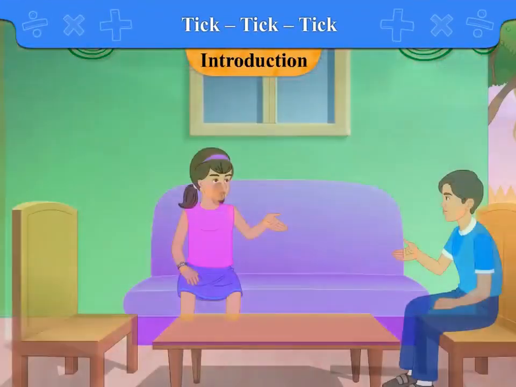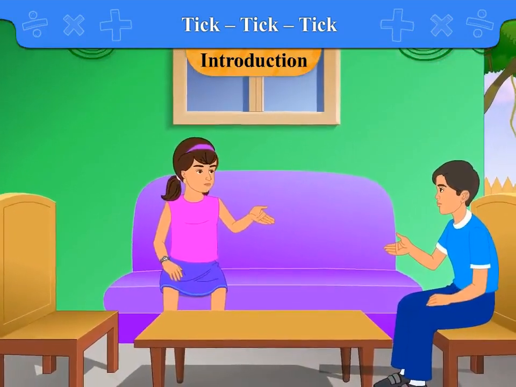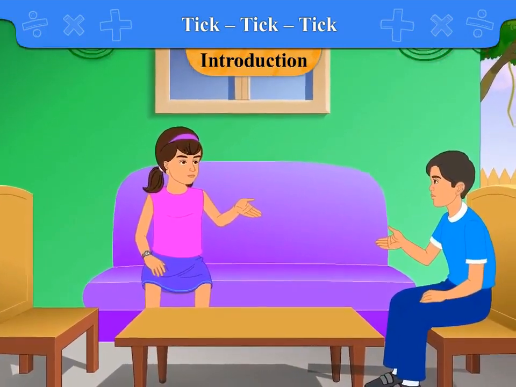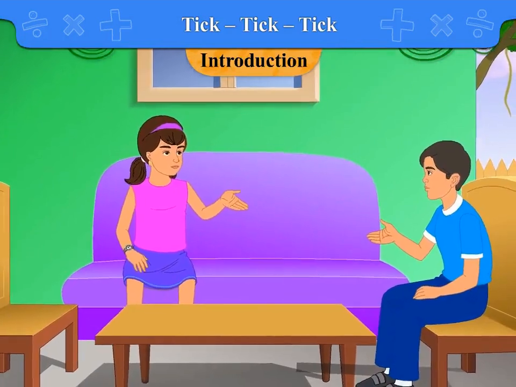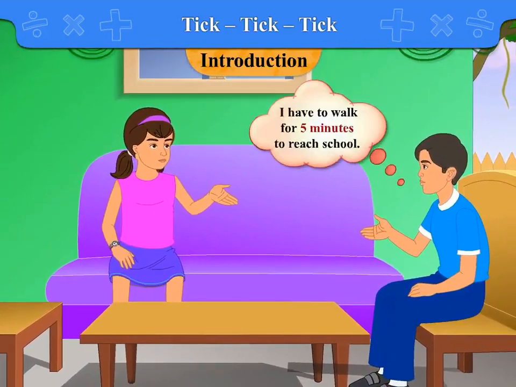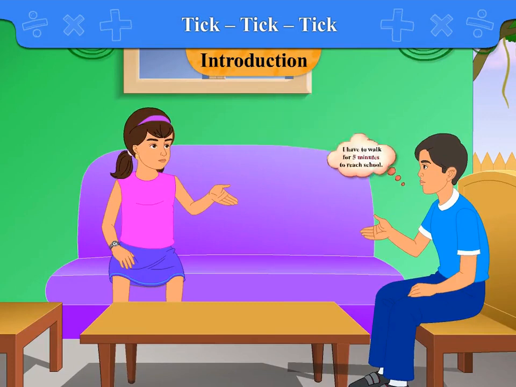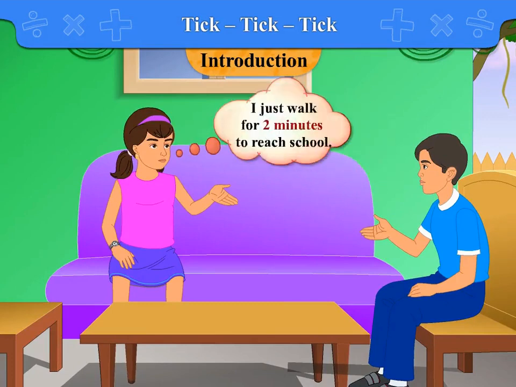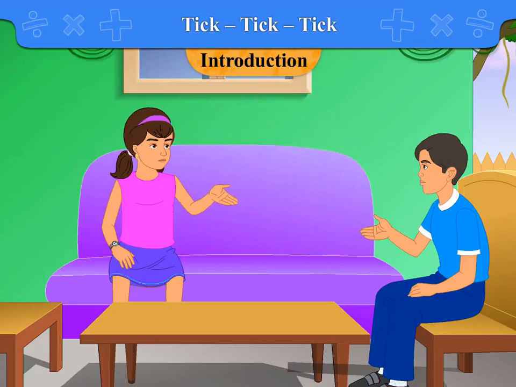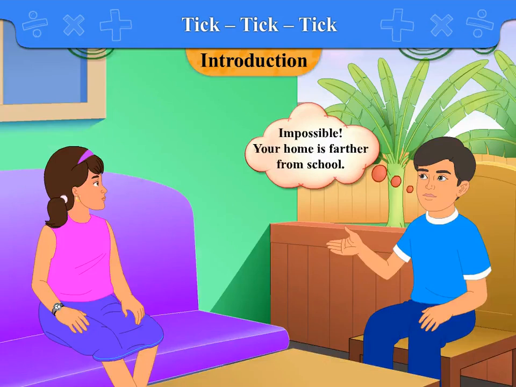Introduction. Pankaj and Sanya were discussing whose home is farther from school. Pankaj says, I have to walk for 5 minutes to reach school. Sanya says, I just walk for 2 minutes to reach school. Pankaj says, Impossible. Your home is farther from school.